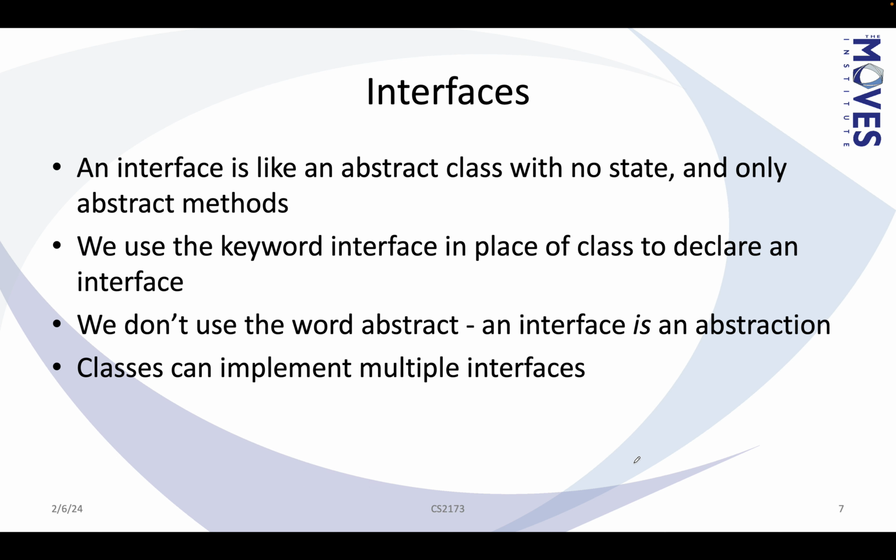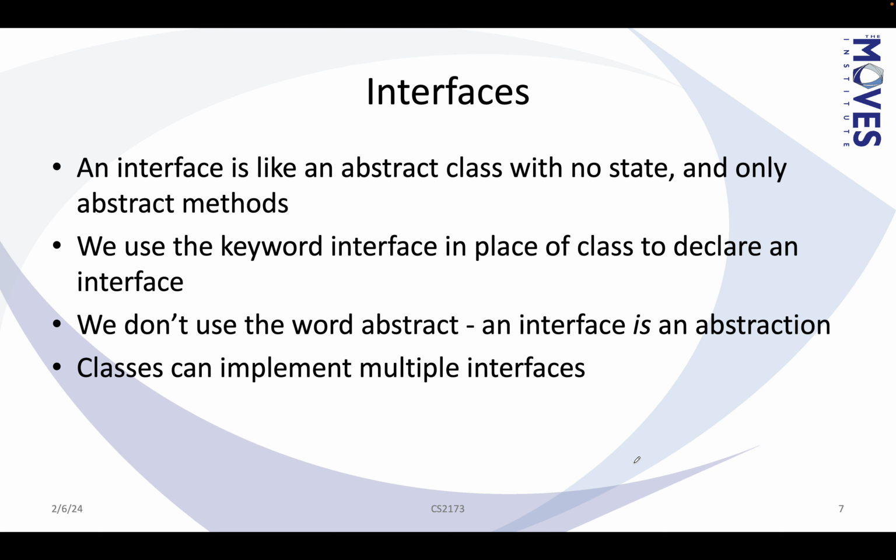Okay, on to interfaces. Interfaces are like an abstract class, but they have no state. They have no variables, and all they have are abstract methods. Now, this was one of the great appeals, to me at least, of Java. I'm not sure what the first language was to have this concept, but Objective-C, which was my first object-oriented language, had this concept, and it was a very important one.